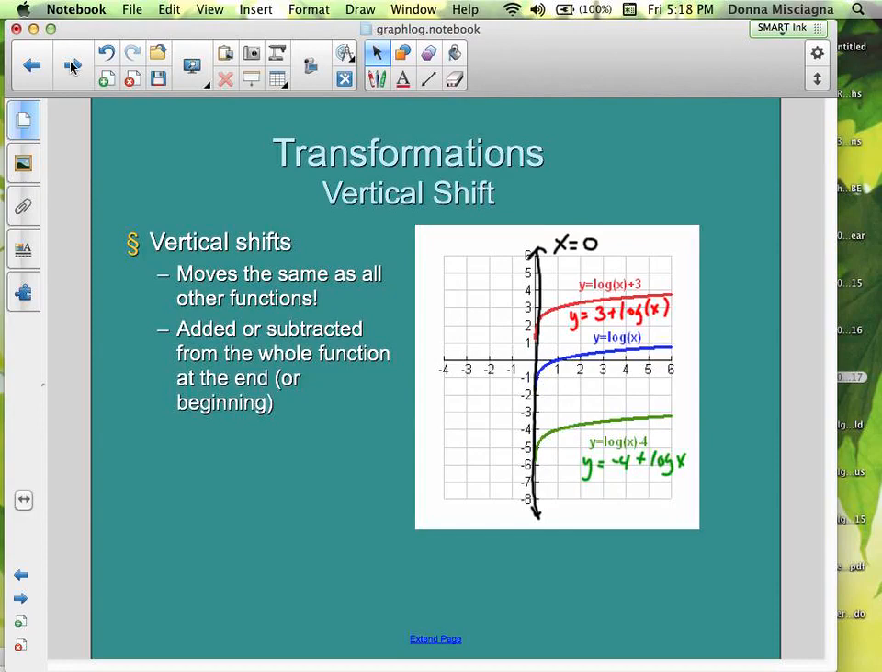So here, all I have to do is take the points on my base function, y equals log of x, and shift them up 3 to graph y equals log of x plus 3. Or shift them down 4 to graph y equals log of x minus 4.